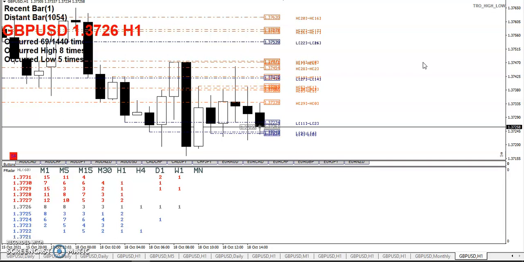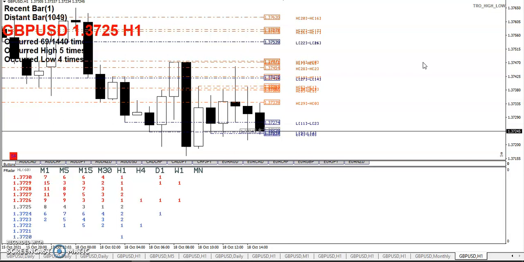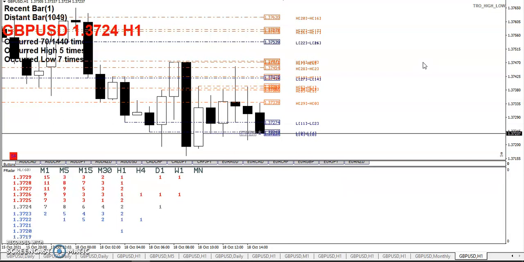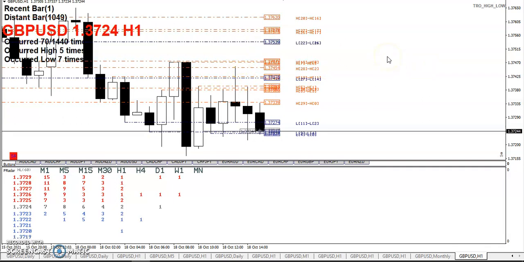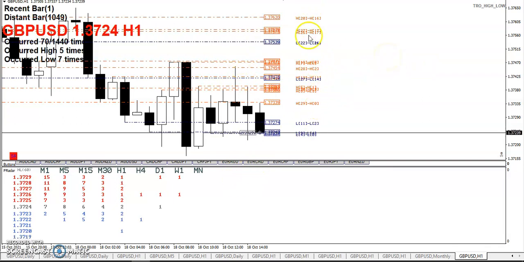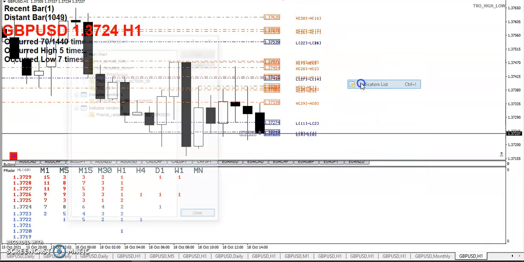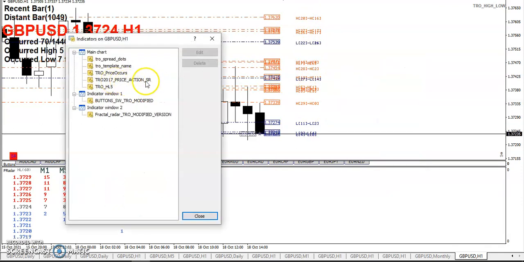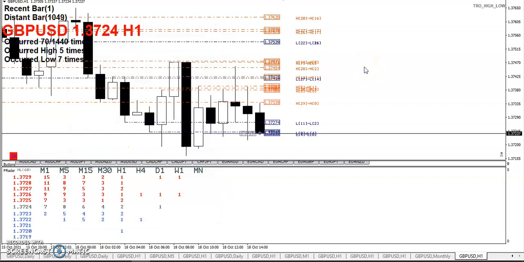So, fellow traders, I know I've given you a lot to think about, so obviously we'll be revisiting high-low probably for the rest of the week, get into these indicators a little bit more. With the exception of the TRO price action support resistance indicator, you can get these out of the motherload file, and if you've donated or if you've emailed me, you probably already have these indicators.